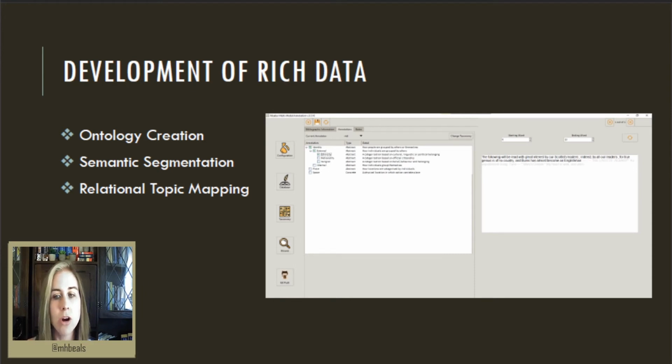What this program allows you to do is input either text or images, but I've used it mostly for text, and then to segment the text on a word-by-word basis. So I can highlight just a few words or a sentence from my text, and then I can either put notes attached to that bit of text, or I can use a controlled vocabulary, an ontology that I've created, to tag that.